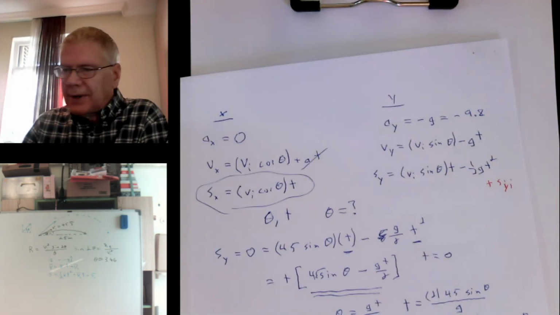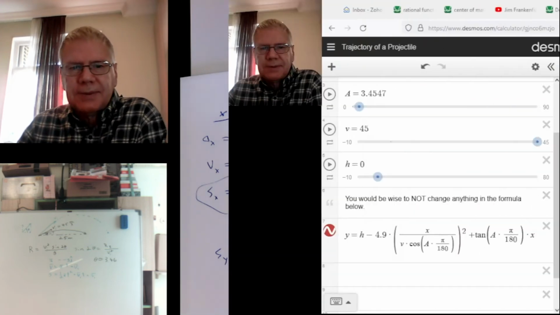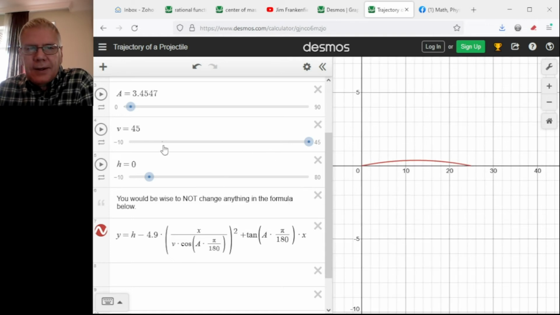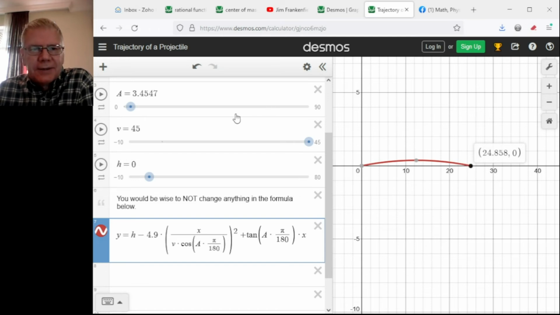So now we found out that he needs to go at an angle of 3.45. Let's go to Desmos here and have a look at this. In Desmos, and this is just built in, I didn't construct this page, you can change A, which is the angle. So 3.4547 is our angle. Velocity is 45, and we fired it from a height of 0. And over here you can see that the final ending point is pretty close to 25. There's going to be some rounding. I thought I had it around 25, but it's going to depend on some rounding in your calculations. We can see in this case what will happen.